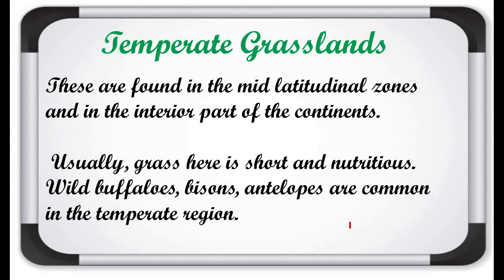The third difference you can tell is about the wildlife. In tropical grassland, the wildlife found are mainly wild animals like elephants, zebras, giraffes, and leopards. And in temperate grassland, the wildlife found are buffaloes, bison and antelopes. Got it? Yes. Now we will have a discussion on our next topic, that is thorny bushes.